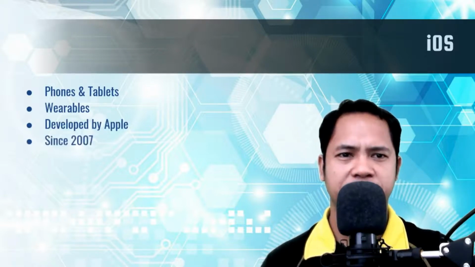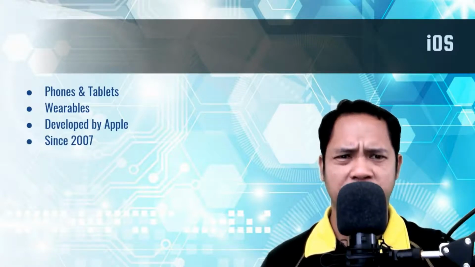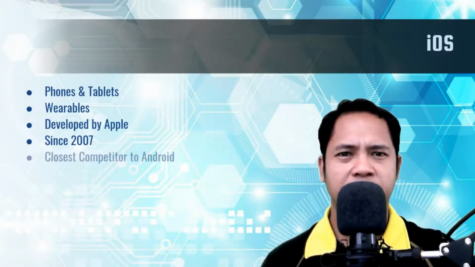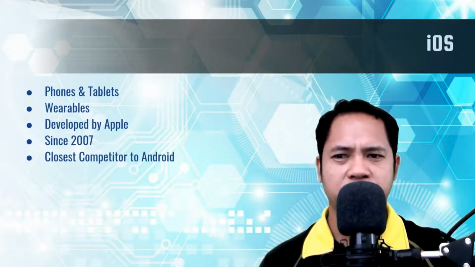As mentioned earlier, the rival of Android is of course iOS, the operating system for the Apple smartphones, tablets, and wearables. It's developed, of course, by Apple since 2007. Again, like the Mac OS, it is exclusively used in Apple devices. And it is the closest competitor to the Android.